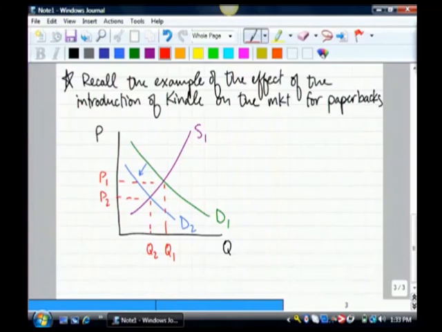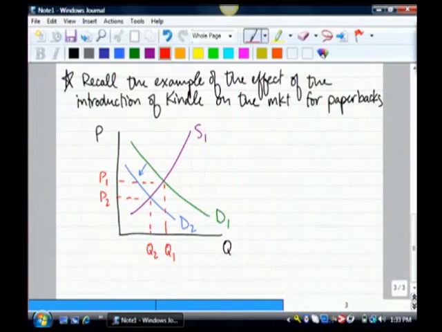Second thing that I want to mention gets back to this distinction between a change in supply, change in quantity supplied, change in demand, change in quantity demanded. The way that we've represented this effect is first a change in demand. Demand fell. The marginal benefit of reading a paperback book fell. And we represented that by a shift in the demand curve.